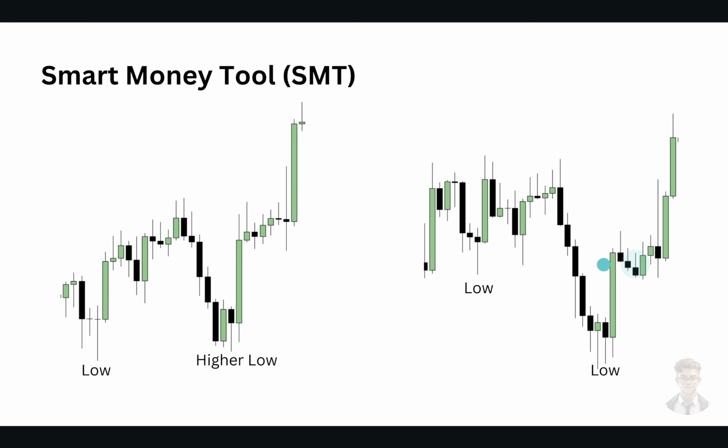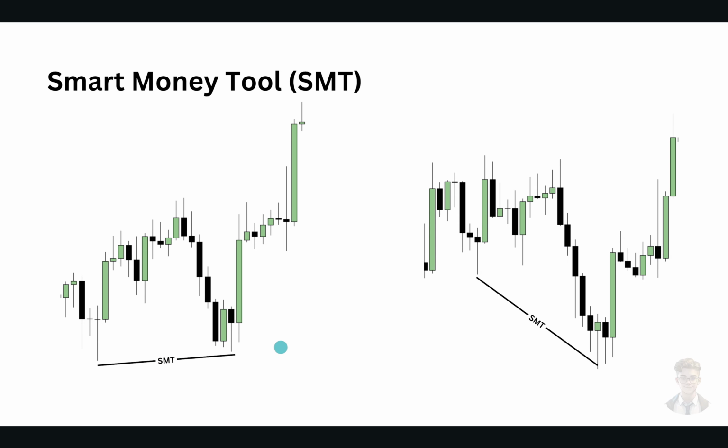But in a smart money divergence, what happens is that in that time frame, Bitcoin may not break that low while Ethereum does break that low. That divergence which you see here is your SMT divergence. Now let's go over our setup.